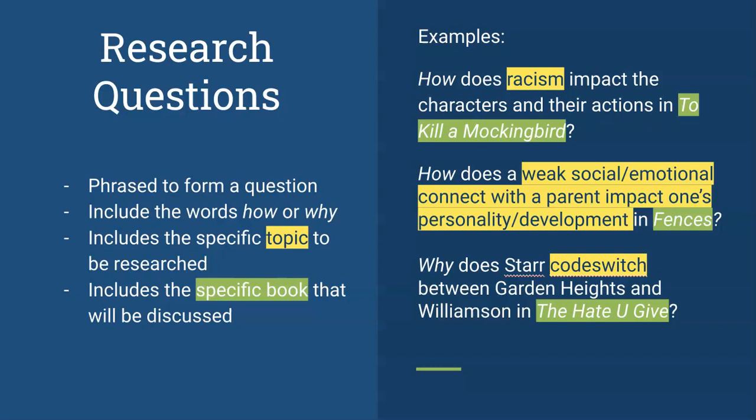Why does Starr code switch between Garden Heights and Williamson in The Hate U Give? Happy researching. Lovely. So you'll see from those examples, the yellow highlight is the topic, the green is the specific book, and each of them asks that how or why question. Those research questions are going to focus your research on what you need to find and cater the evidence that the databases spit back to you to be more relevant to answering your research question in general.